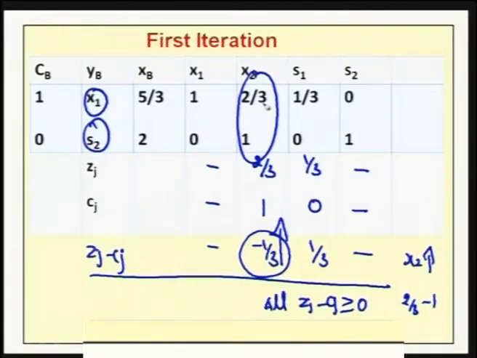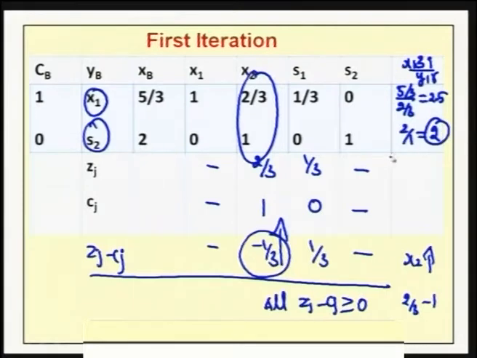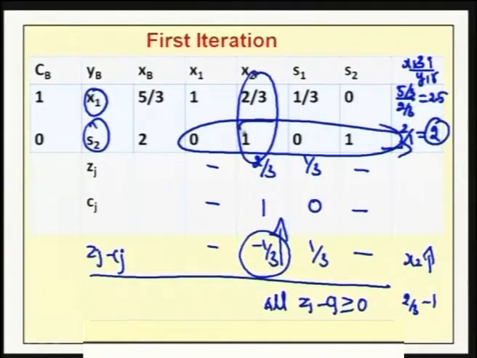Once we fix the entering variable, next we have to compute the ratio xbi by yir. Now, for this problem our xb is 5 by 3 and the corresponding yir value is 2 by 3. So, we have 5 by 3 divided by 2 by 3, which is 5 by 2, which is 2.5. Now, the next one is 2 divided by 1, which is 2. So, among these two values, the minimum is 2, therefore the corresponding variable s2 leaves the basis. So, in this problem x2 enters and s2 leaves the basis, therefore the pivot element is 1.